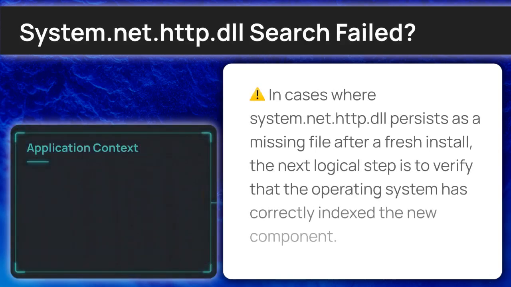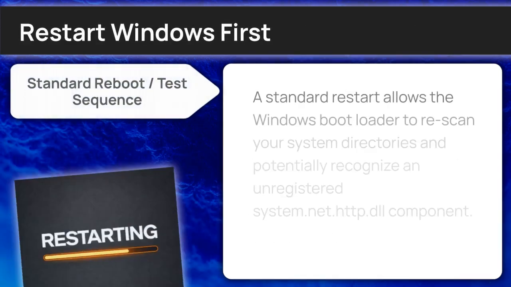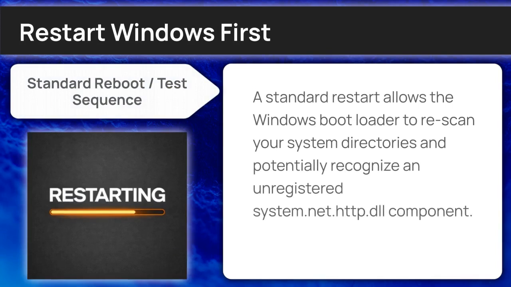If the setup package didn't provide a resolution, we need to look under the hood at how your system handles current session configurations. Performing a restart can determine if the error is just a transient environment glitch. A reboot refreshes your system's path variables and can sometimes re-establish a broken link to the SystemNet HTTP library file.